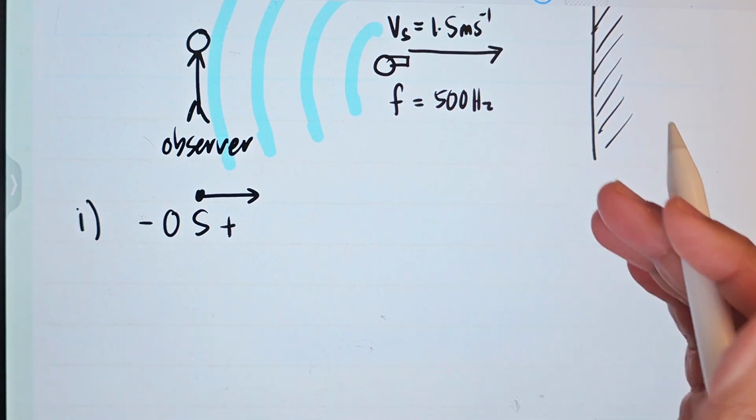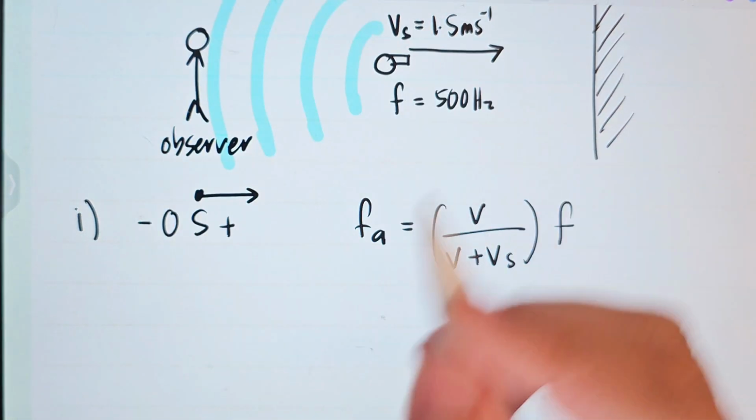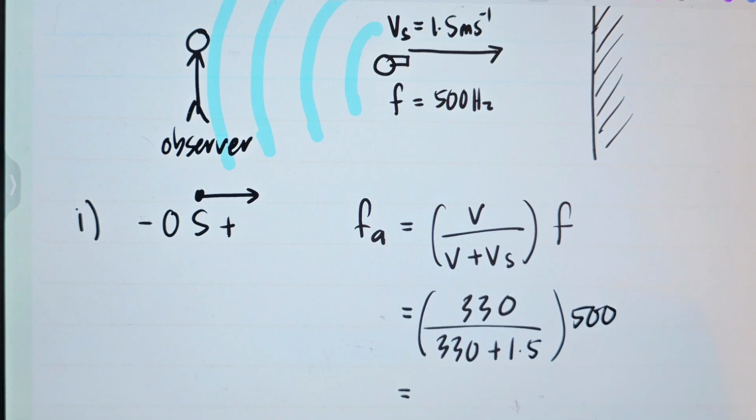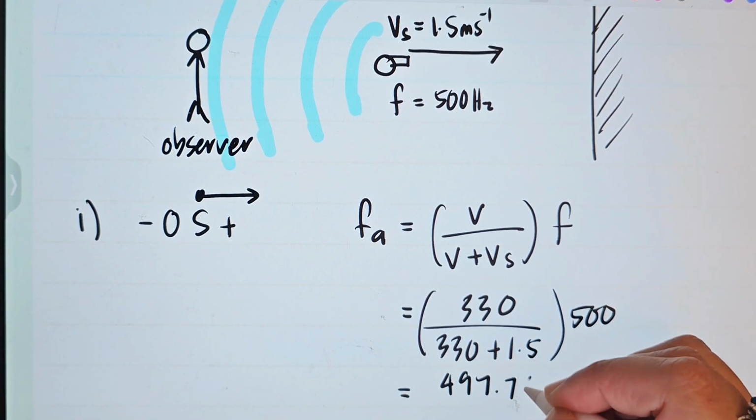What do you think is the equation? Did you get this one? If you got it, then good. So now we're going to do the substitution, and the answer is 497.74 Hz.